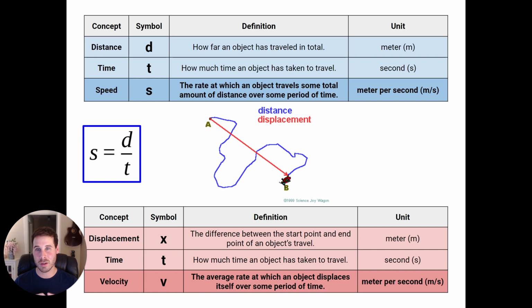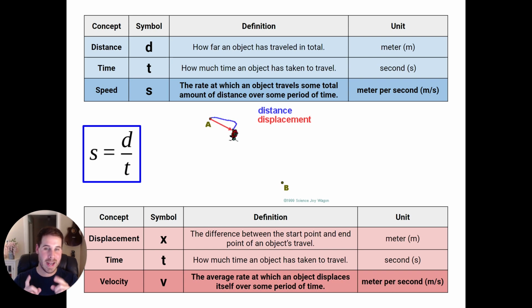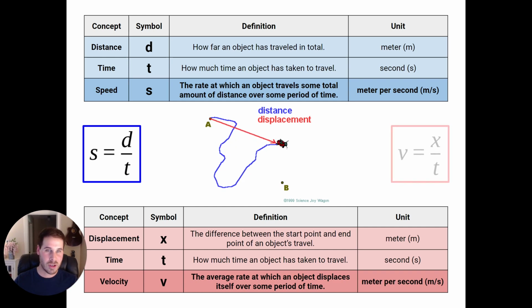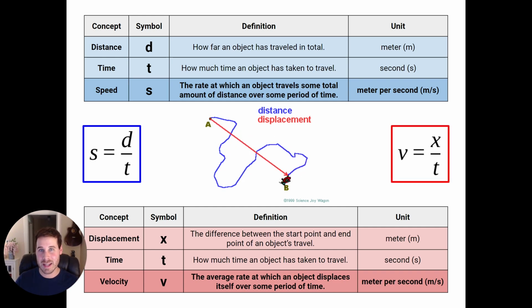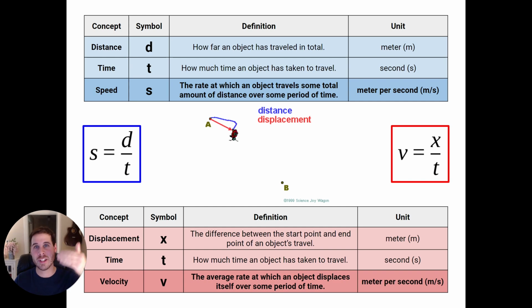Speed, above, is the rate at which an object travels some total amount of distance over some period of time. But now read the velocity definition down below. It's the average rate at which an object displaces itself over some period of time. So we're still talking about over time, but now the thing that is over time has switched out. Instead of distance, it's displacement. So here's the formula to calculate the velocity of an object. Velocity is basically just what is the rate at which you are getting from your beginning point to your destination.